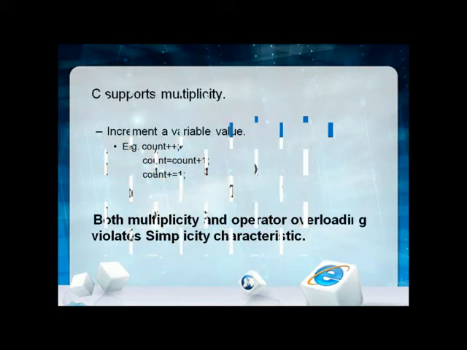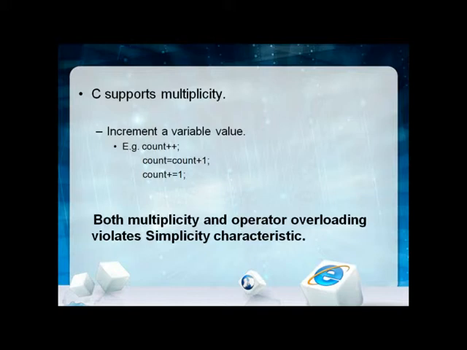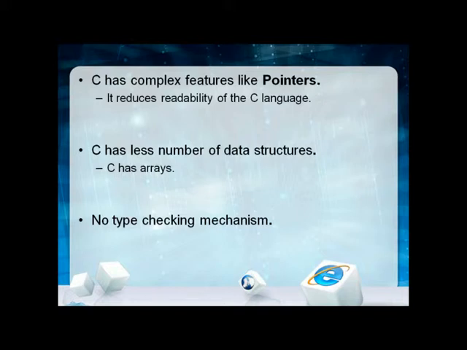Another disadvantage is that C supports multiplicity. That means there are many ways to do a particular operation. Here you can see an example for multiplicity. There are many ways to increment a variable count by 1. Both multiplicity and operator overloading violate the simplicity of the C programming language. C has complex features like pointers. Because of the usage of pointers, the readability of the C language decreases. It makes programs more complex.